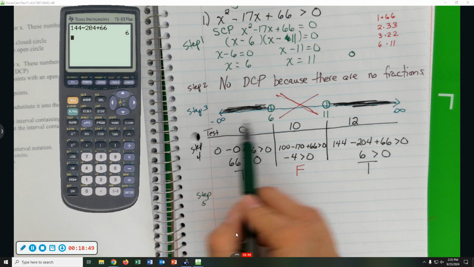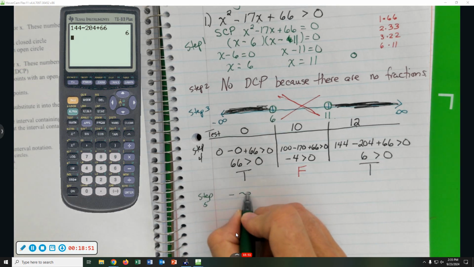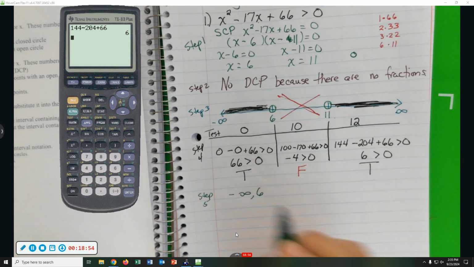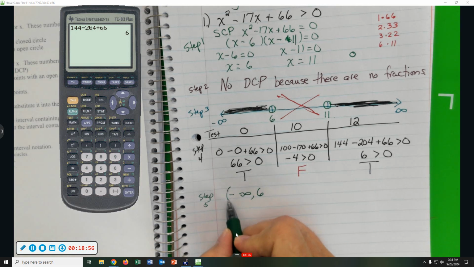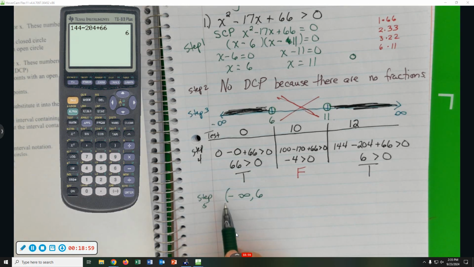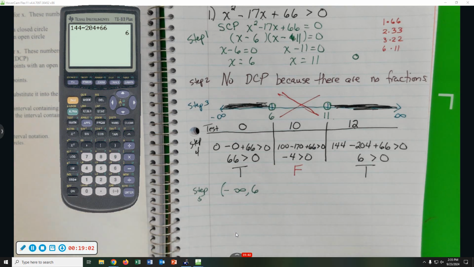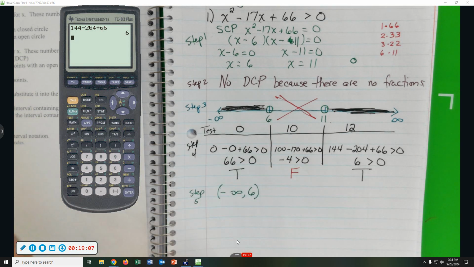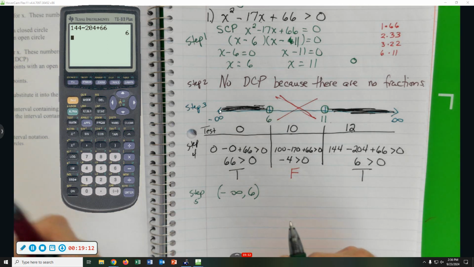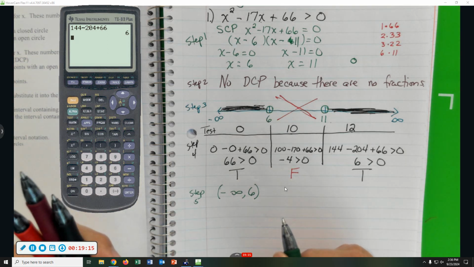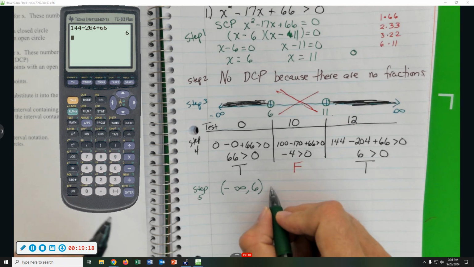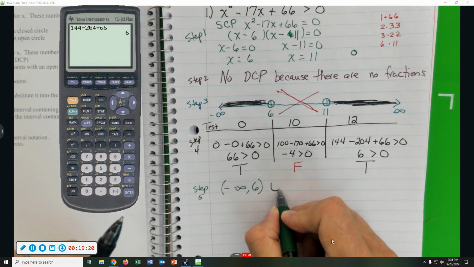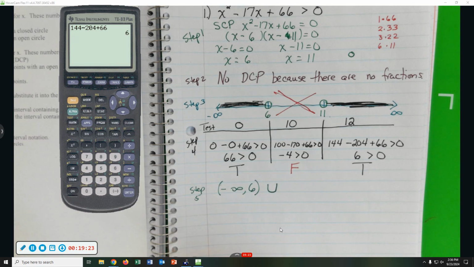So it's negative infinity, comma 6. Always put parentheses by infinity symbols. That's a parenthesis, not a square bracket. And open circles are parentheses. Okay? So every number to the left of 6 makes that a true statement. Or, and to denote or, we use a stylized set union symbol. It looks like a U. You'll find that on the toolbar.